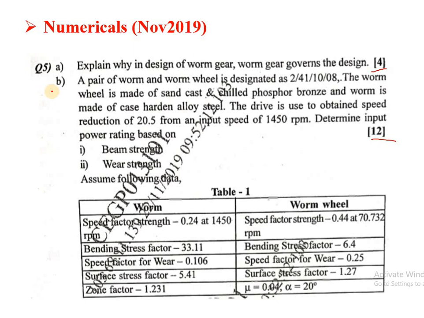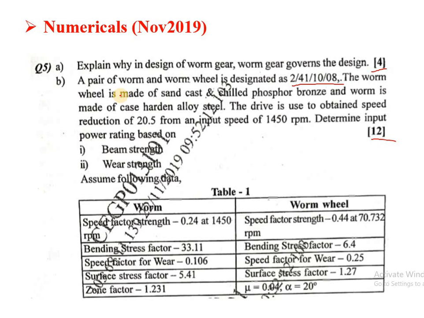The pair of worm and worm wheel is designated as 2/41/10/8. The worm wheel is made of sand cast and chilled phosphorus bronze, and the worm is made up of case hardened alloy steel. The drive is used to obtain a speed reduction of 20.5 from an input speed of 1450 rpm. Determine input power rating based on beam strength and wear strength.